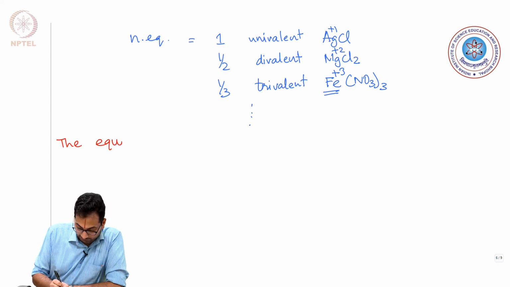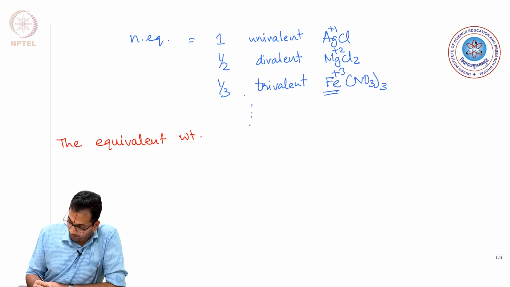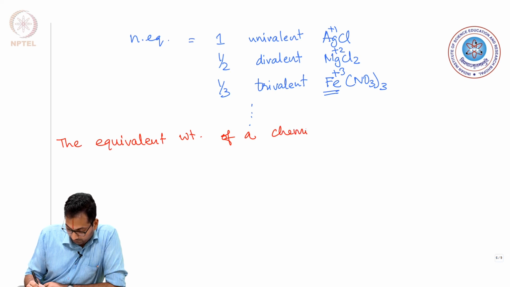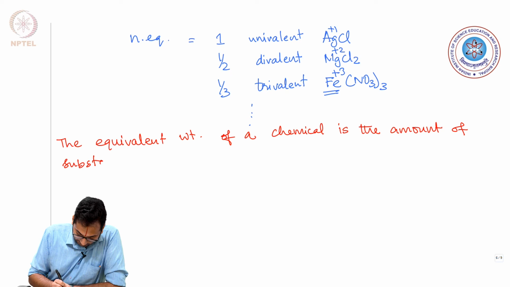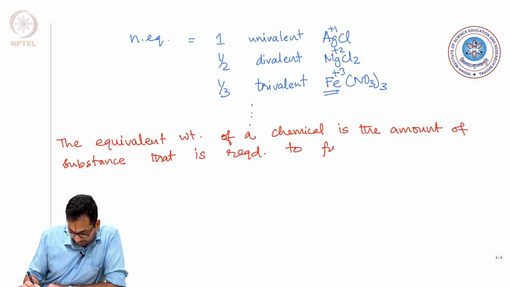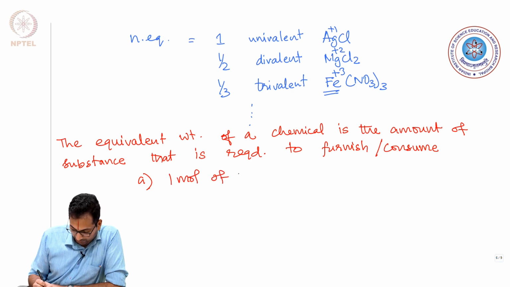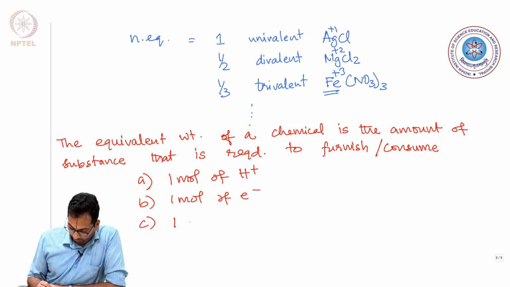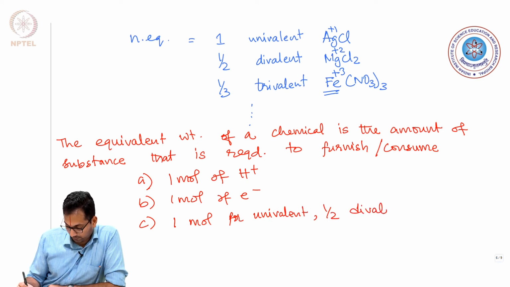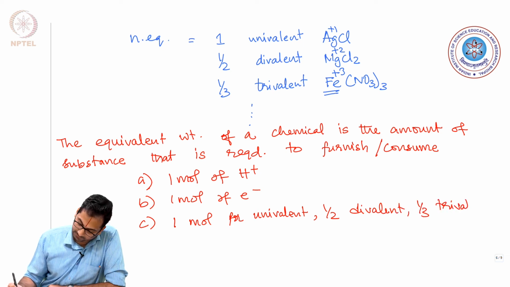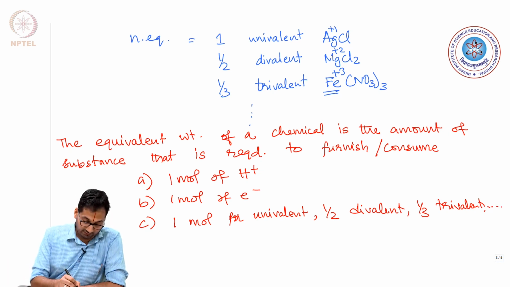The equivalent weight of a chemical is the amount of substance that is required to furnish or consume 1 mole of H plus ions, 1 mole of electrons, 1 mole for univalent, 1/2 for divalent, and 1/3 for trivalent. And this is defined depending upon the condition of reaction.